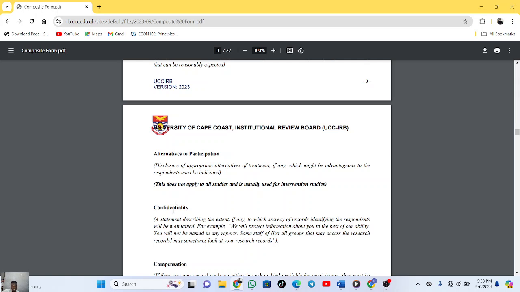But if you are carrying out a non-interventional study, then you don't have to worry about this section. Move on to the next one, which is confidentiality. So you read the instruction under confidentiality and provide the information. You talk about how you ensure the anonymity and the confidentiality of the participant, the kind of information that they are giving you, and how you ensure it will be in safe hands or will be safeguarded.